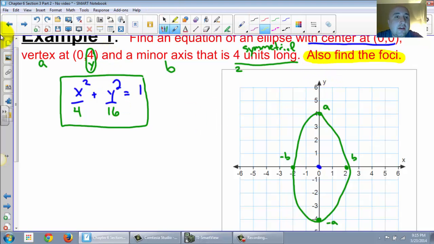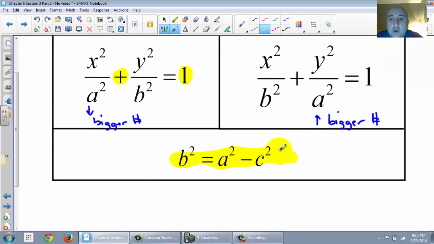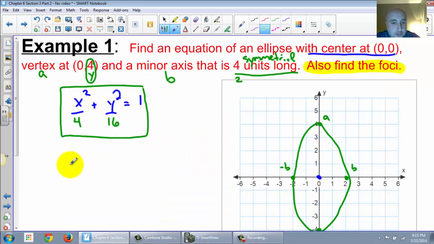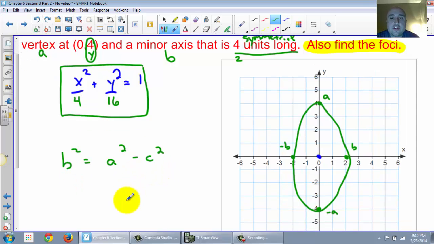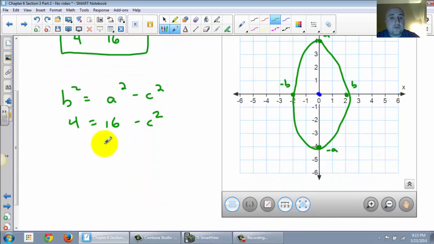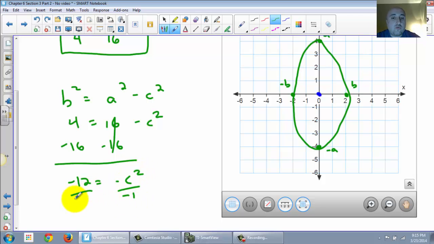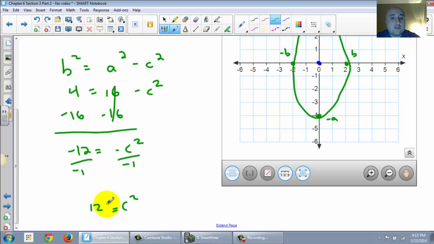If we go back to the last page, b squared equals a squared minus c squared is the formula that we're going to use. So let's fill in what we know. We know our a is the square root of 16, so 4. So 4 squared is 16. Our b squared is 4, so 4 equals 16 minus c squared. I'm going to subtract 16. 4 take away 16 is negative 12 equals negative c squared. Divided by negative 1, c squared equals 12.